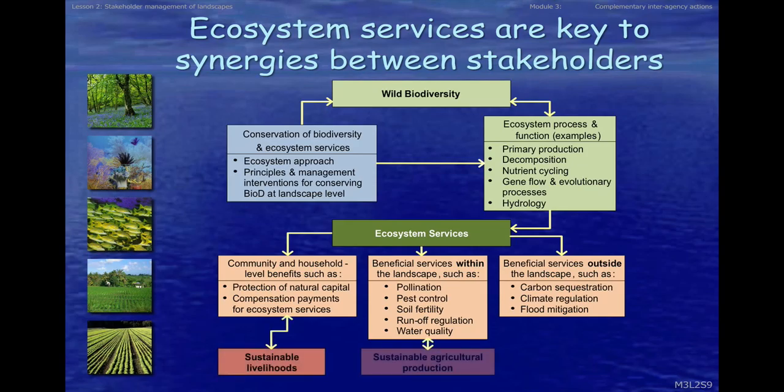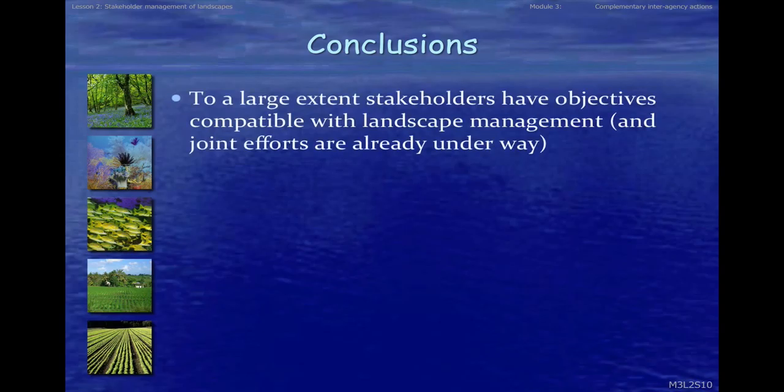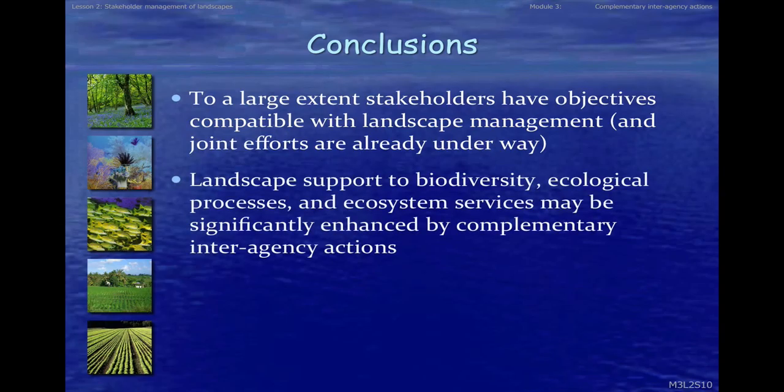In short, ecosystem services represent a suitable entry point for synergies between stakeholders since it supports sustainable livelihoods and sustainable agricultural production systems. To a large extent, stakeholders have objectives compatible with landscape management, and joint efforts are already underway. Landscape support to biodiversity, ecological processes, and ecosystem services may be significantly enhanced by complementary interagency actions. And finally, ecosystem services are key to synergies between stakeholders.